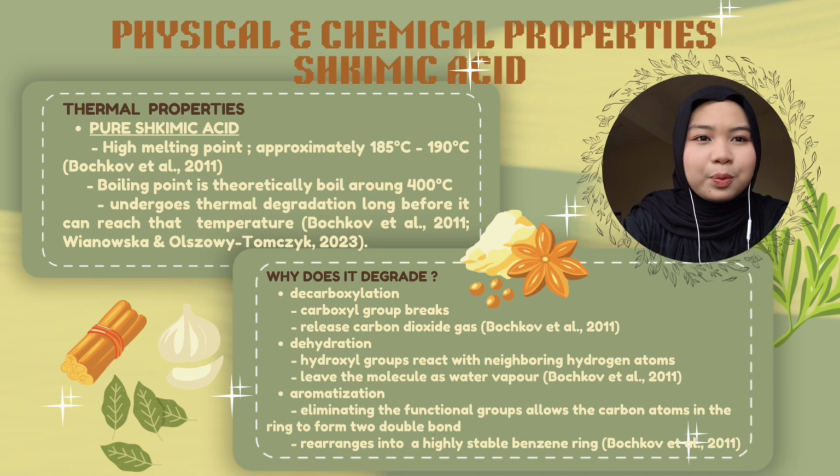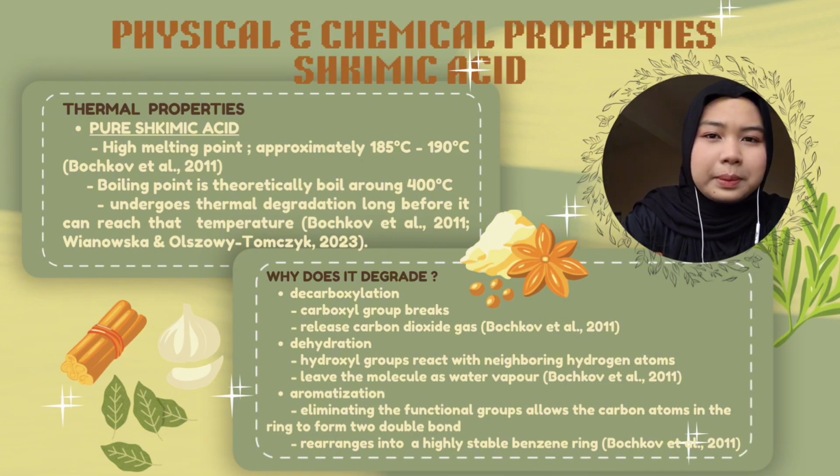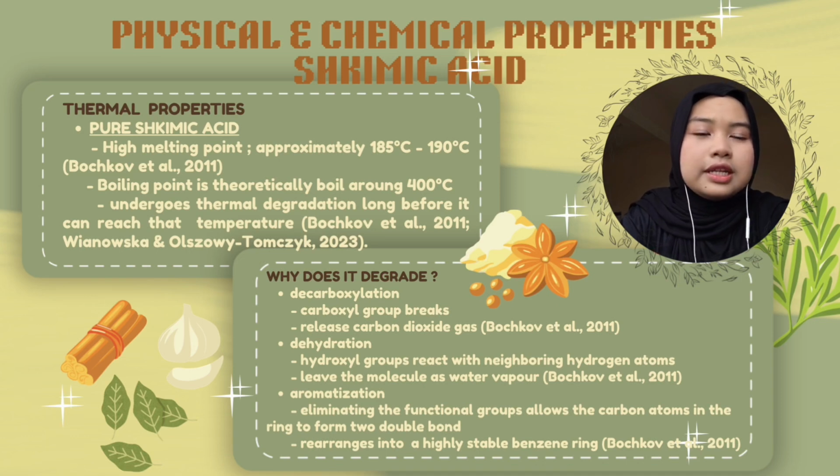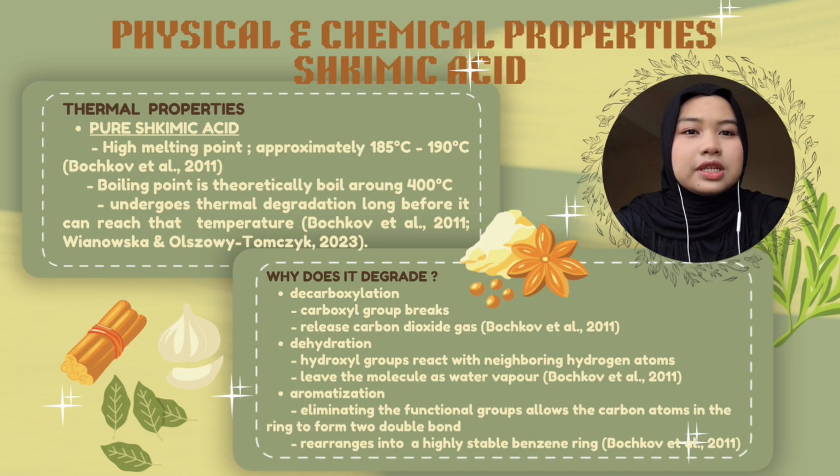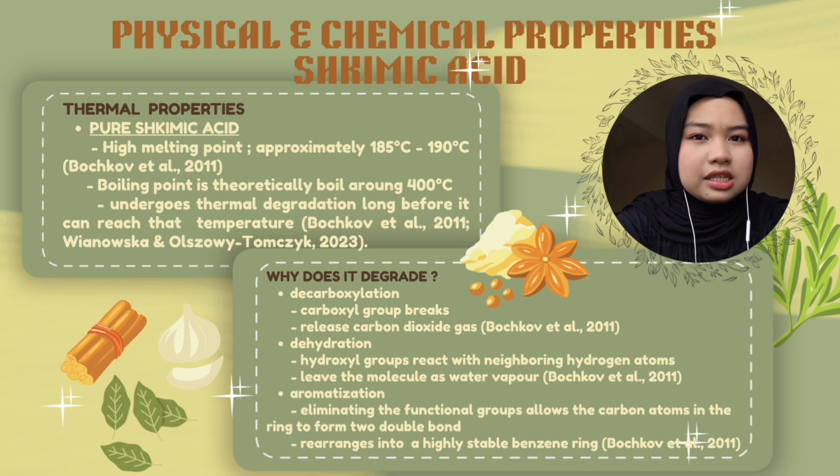Let's discuss its thermal properties. According to literature, pure shikimic acid has a relatively high melting point of approximately 185 degrees Celsius to 190 degrees Celsius. This high melting point is due to strong intermolecular hydrogen bonding within its crystal lattice. However, if you look up its boiling point, you will find that it does not have a standard one. Instead, it is predicted to theoretically boil around 1400 degrees Celsius, but in reality, it undergoes thermal degradation long before it can reach that temperature.